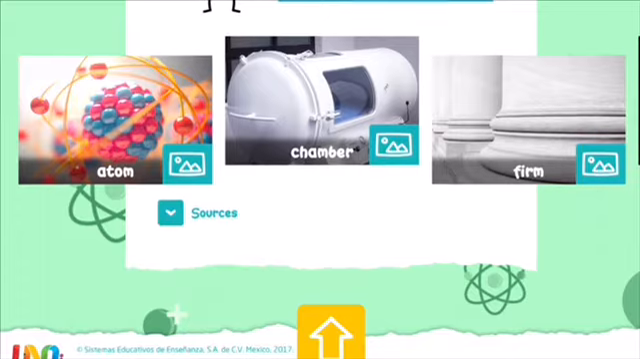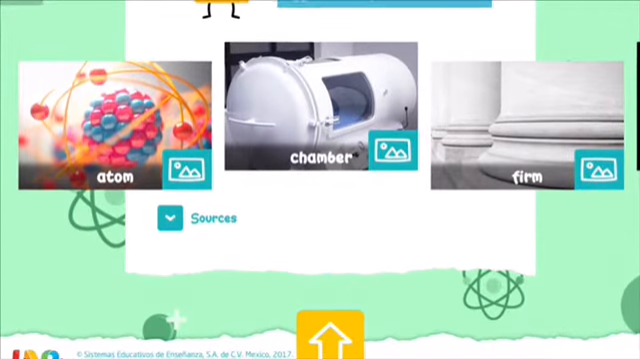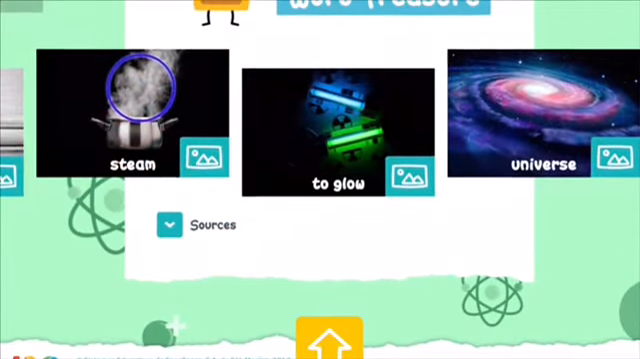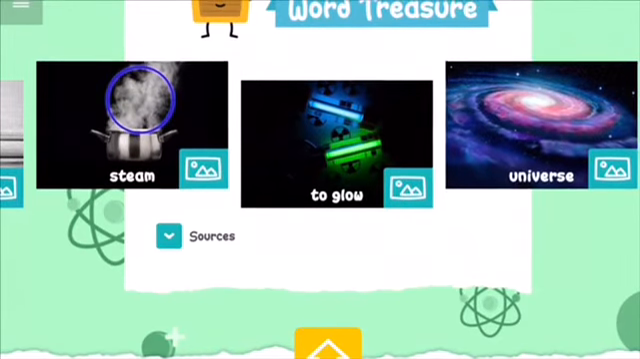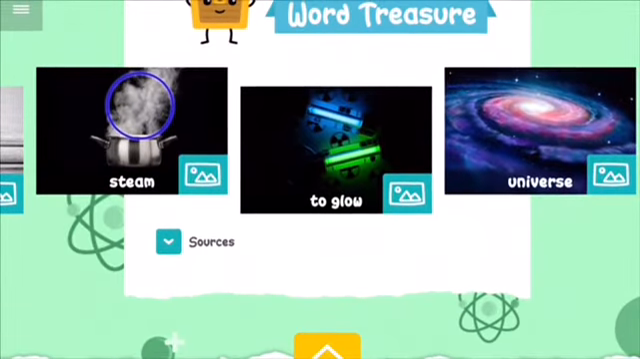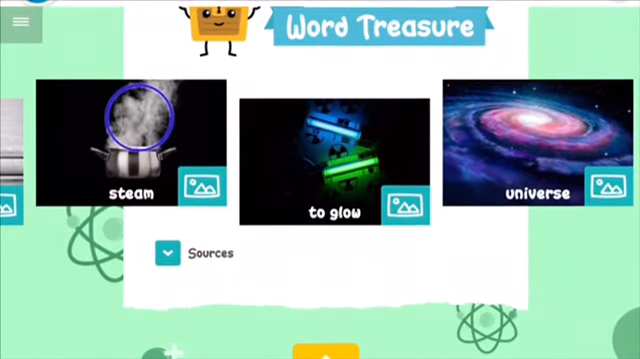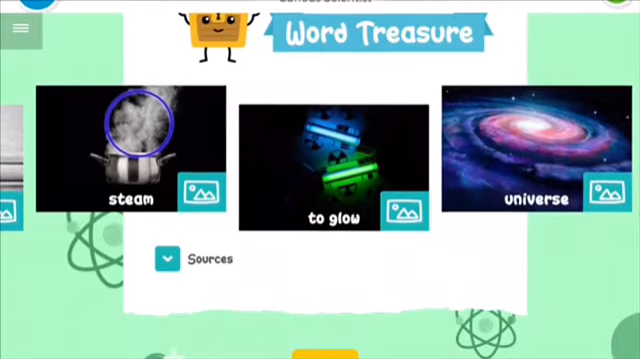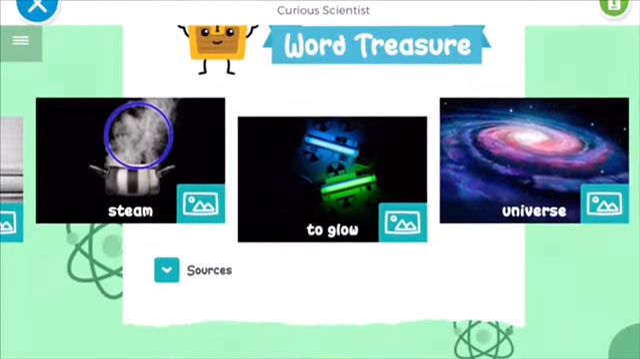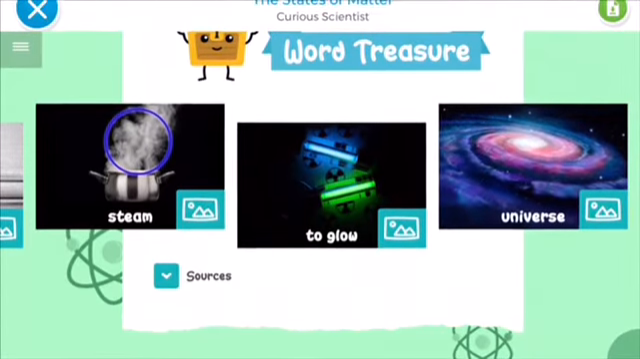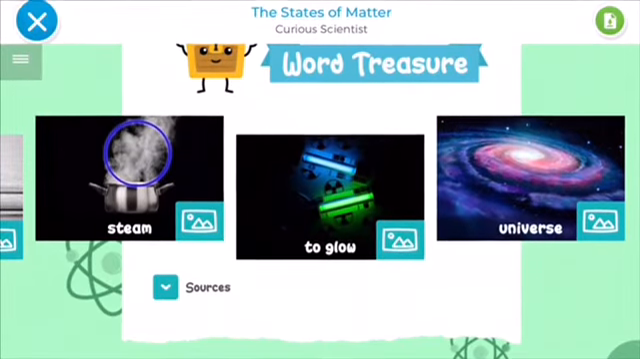Okay. The other word that you see right there is also steam. That is the other word, steam. You can also use the word glow. Okay. For example, I like those t-shirts that glow in the night. Okay. And the last word from Curious Scientist is universe. In the universe, you can see several things. Okay. And now let's do Creative Artist.